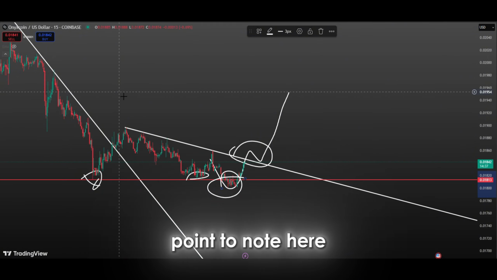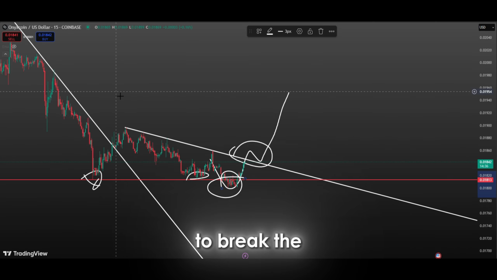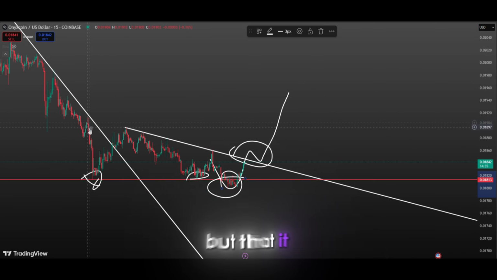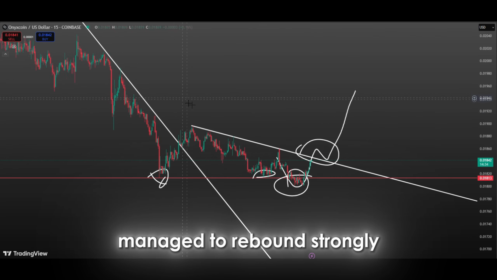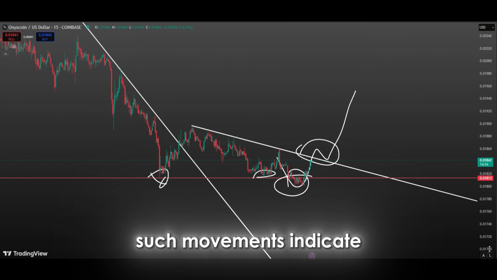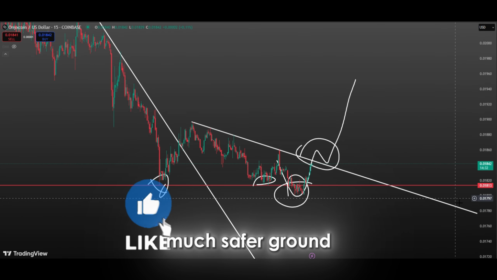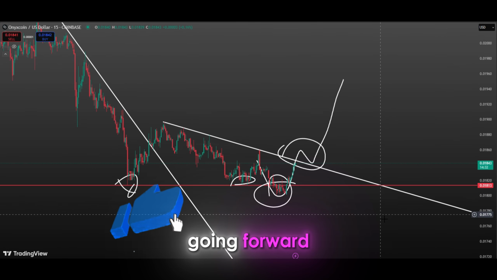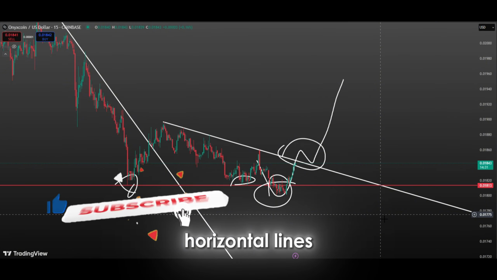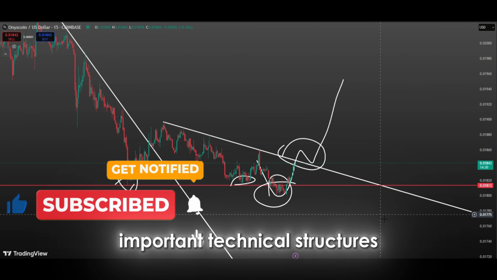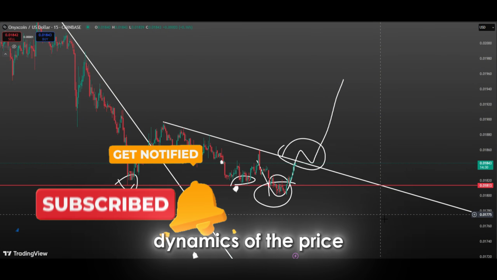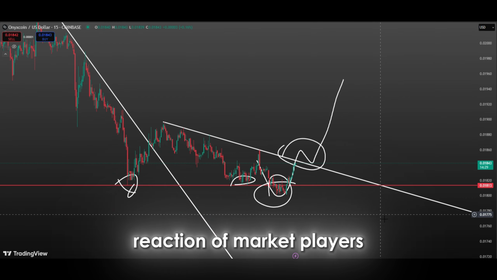However, the main point to note here is not that the price failed to break the support level to the downside, but that it managed to rebound strongly after testing this area. Such movements indicate that the support zone is now even more solid and provides a much safer ground for the price going forward. Support levels are not just flat horizontal lines. They are also important technical structures that reflect the dynamics of the price and the collective reaction of market players.